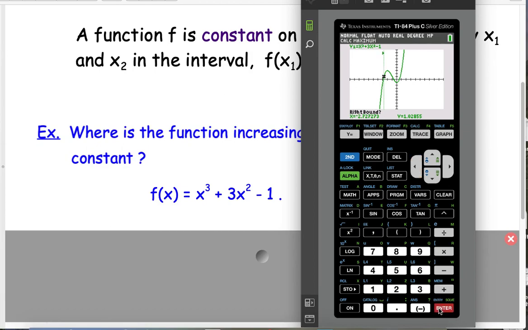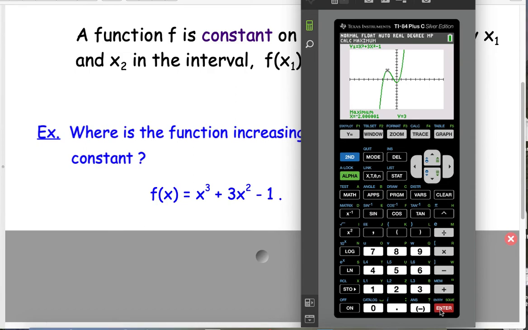And then it says, okay, give me a right bound. So that means go past the high point to the right of it. Doesn't matter how far you go past it, so that's fine. I'll press enter again. And now notice it's just going to look in between those two x values in that interval, and it says, okay, give me a guess at where the maximum is. I'm not even going to waste time with that. I'm just going to press enter.